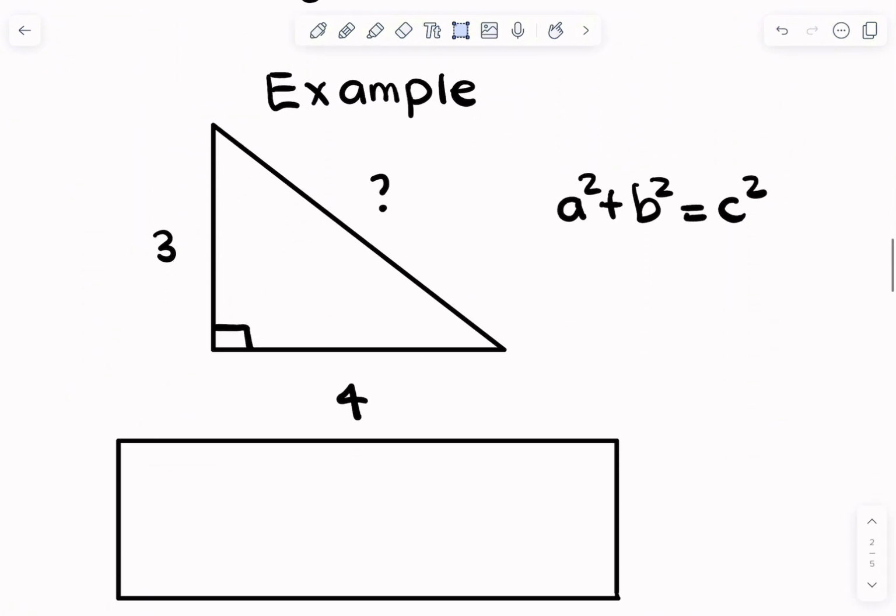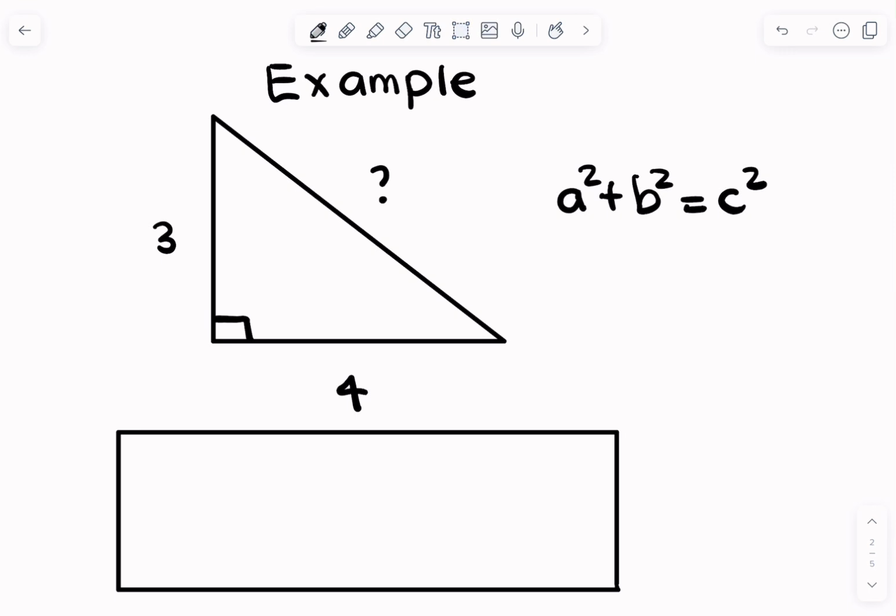Let's do a quick example. Say one side of the triangle is 3 units long, and the other is 4 units. We want to find the hypotenuse. According to the formula, we have 3 squared plus 4 squared equals x squared. Then all we need to do is rearrange the equation to find x.